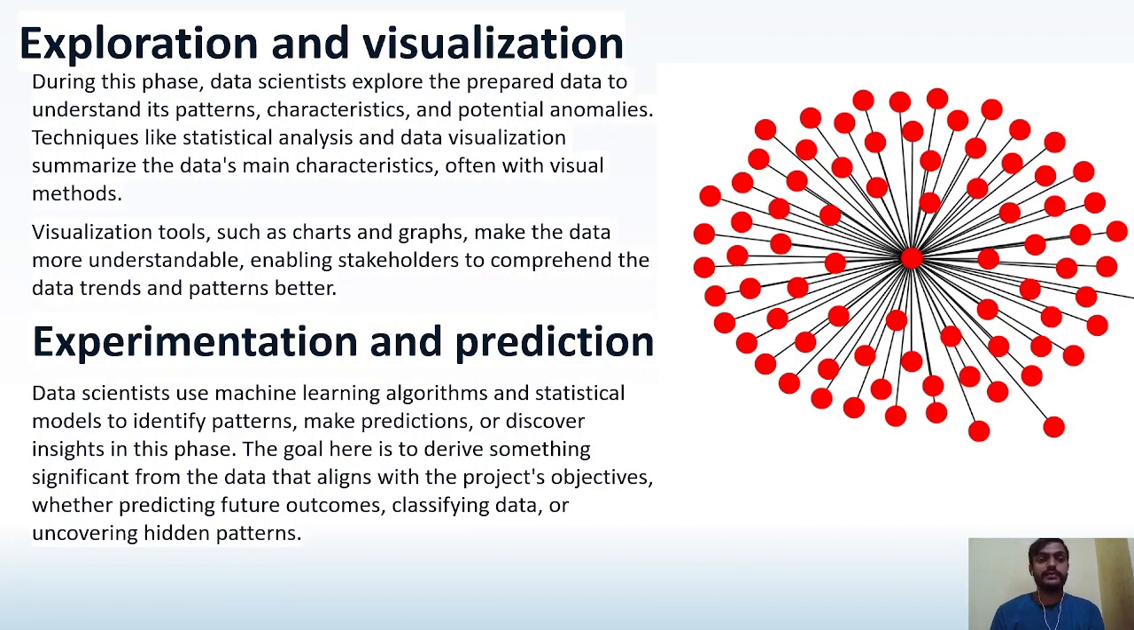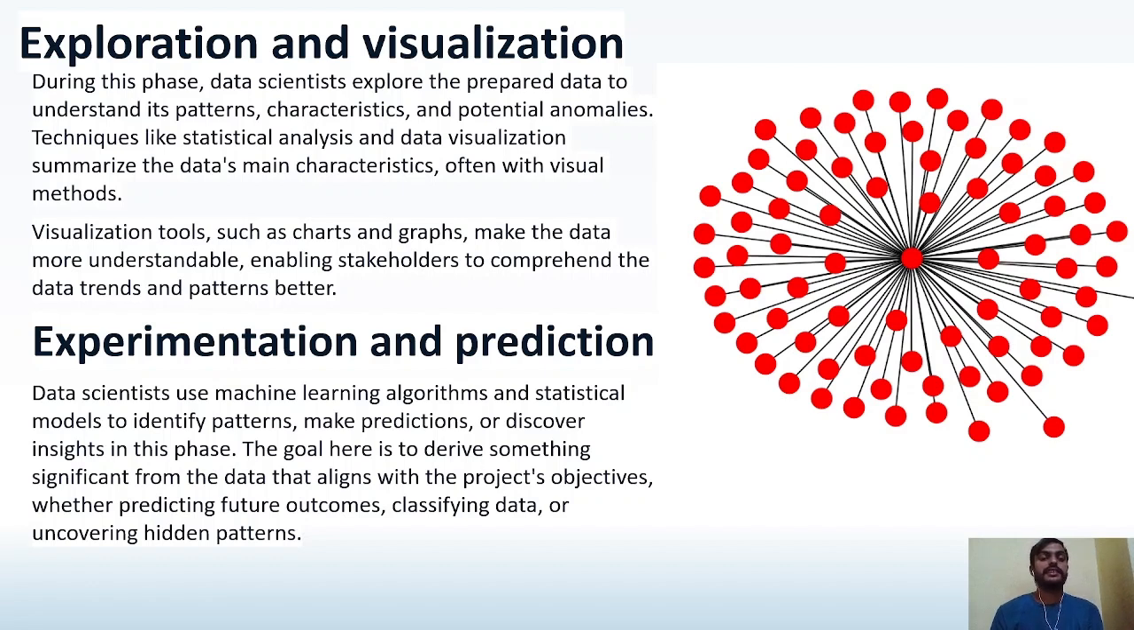Exploration and visualization. During this phase, data scientists explore the prepared data to understand its patterns, characteristics, and potential anomalies. So, in this phase, usually the people who are analyzing the data will understand the pattern, and they will find if there are any anomalies or not. Techniques like statistical analysis and data visualization summarize the data's main characteristics, often with visual methods. Visualization tools such as charts and graphs make the data more understandable, enabling stakeholders to comprehend the data trends and patterns better. So, to help normal layman people understand, we use charts like pie graphs, bar graphs, and other visual representations to understand the trend and analytics of the data which has been collected by us.